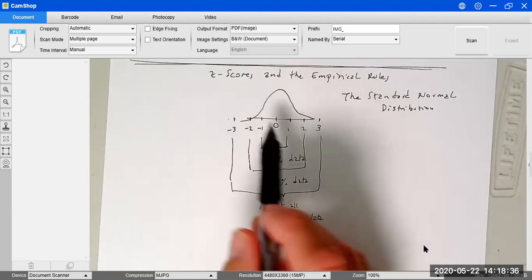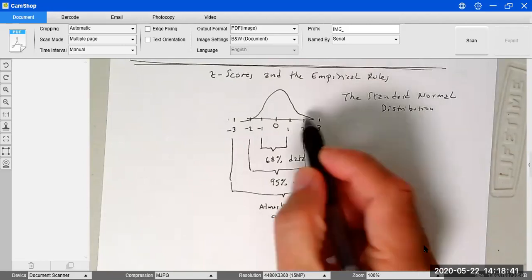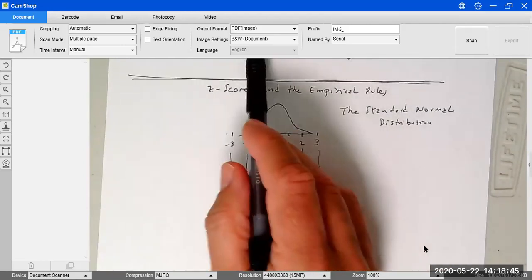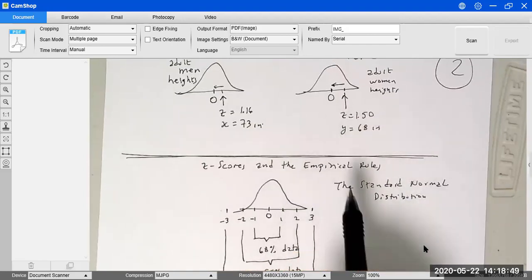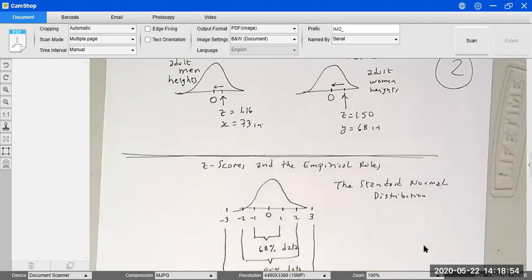So the importance of having these scores is that you're gonna be able to determine whether a value that you find, an x, given an x, and you find your corresponding z, you're gonna say whether that value, the original value, is an outlier or not.